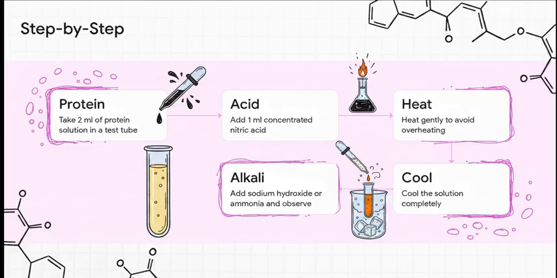Now, step three is where we heat the mixture. But remember our big precaution here: we need to heat this gently. Don't rush it. Step four, we wait. The suspense builds because we have to let the solution cool completely down. No shortcuts. Finally, we reach step five. This is the moment of truth. We add our alkali, the sodium hydroxide or ammonia, and we closely observe what happens.